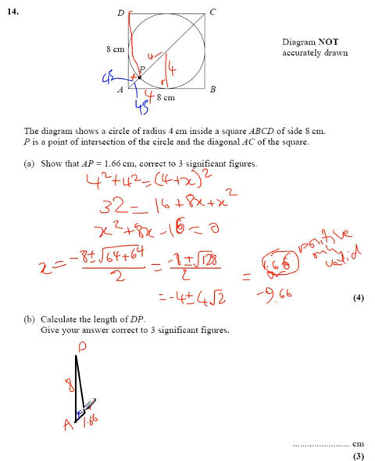Now, if you've got 2 sides and the angle between them and you want to work out the other side, that's classic cosine rule. So what we would say is that DP squared, apologies for the bad diagram, equals a squared plus b squared minus 2bc cos A. And we should use the full value of this, so don't round. It's 4 root 2 minus 4, squared.